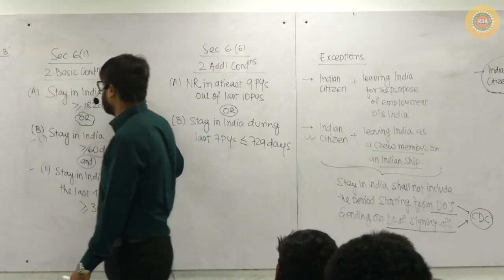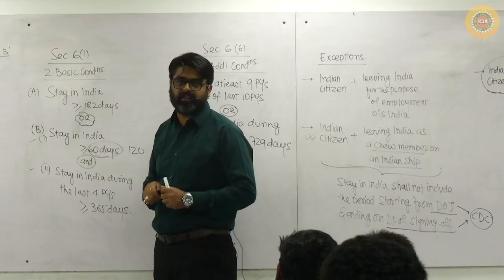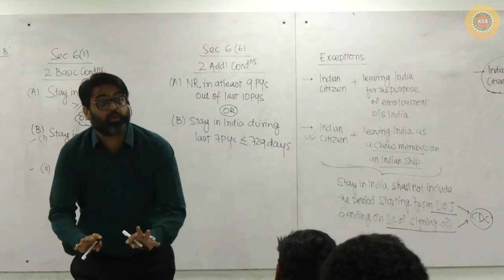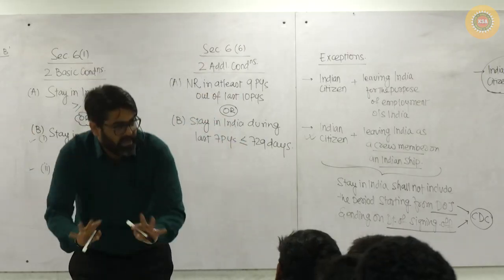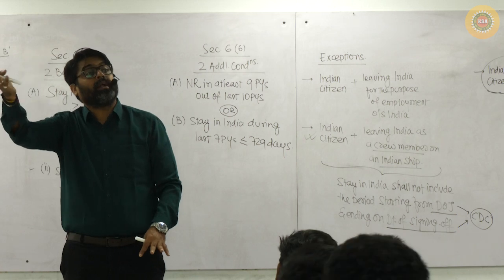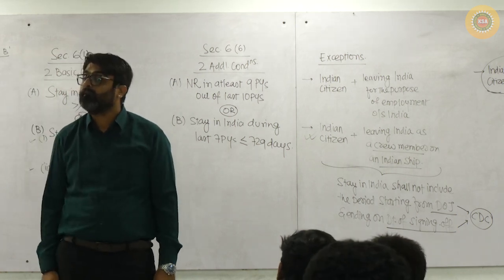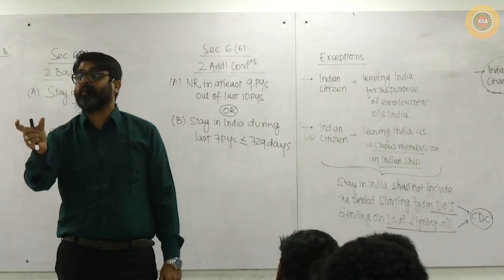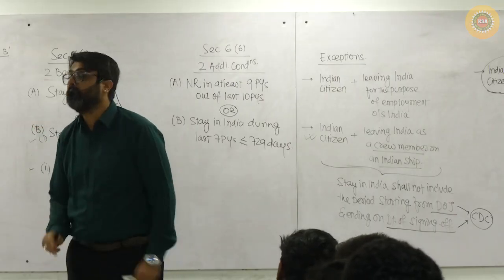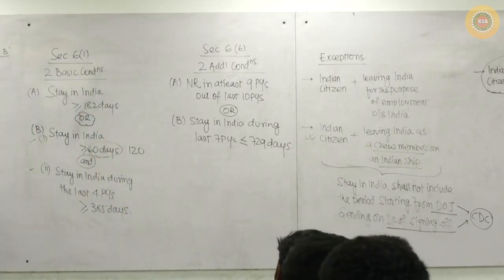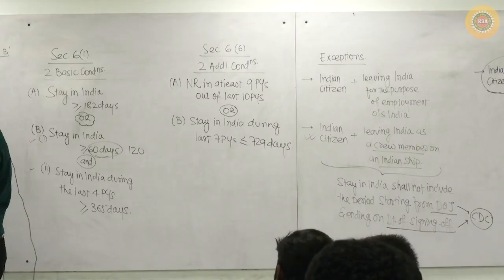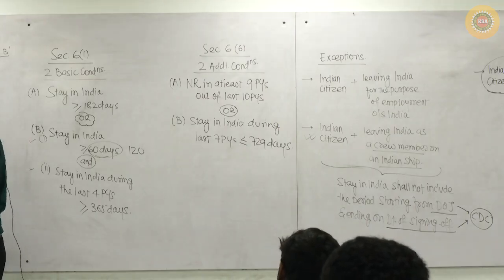So now you check the basic condition A. Current previous year stay should be 182 days or more. Your stay is 215 days. When you calculated, your stay is 215 days. Is it more than 182 days? Basic condition A, fulfilled or not fulfilled? Fulfilled. You will become a resident.